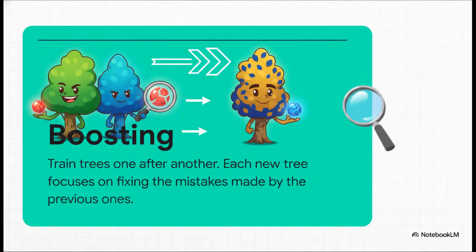Okay, so that's bagging, but there's a totally different approach called boosting. It's really different. Instead of building a whole committee of independent experts all at once, with boosting, you build a team of specialists one after another. So the first tree makes its best guess, then the second tree comes along, and its entire job is to focus on fixing the mistakes that the first tree made. Then the third tree focuses on the mistakes of the second, and on and on. It's like a team that learns from each other's mistakes in a sequence.